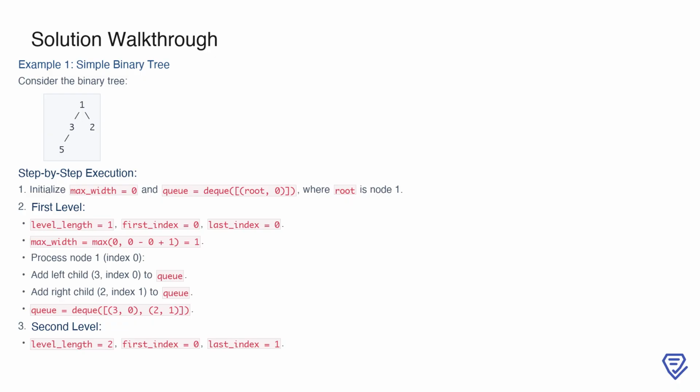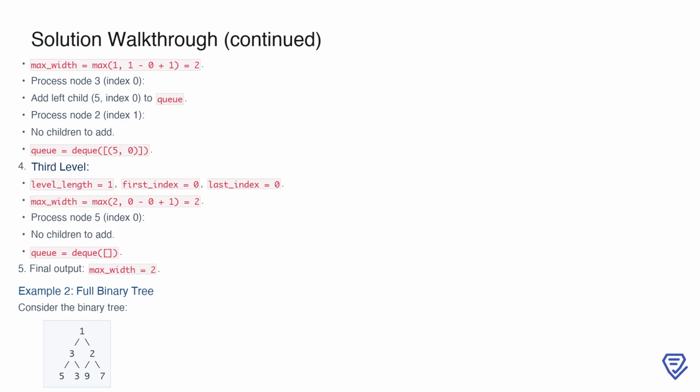Now, we process node 1. Its left child, node 3, is added to the queue with index 0, and its right child, node 2, is added with index 1. At this point, the queue contains these two nodes for the next level. Moving to the second level, the level_length is now 2, with first_index at 0 and last_index at 1. The width at the second level is calculated as 2, which updates max_width to 2.